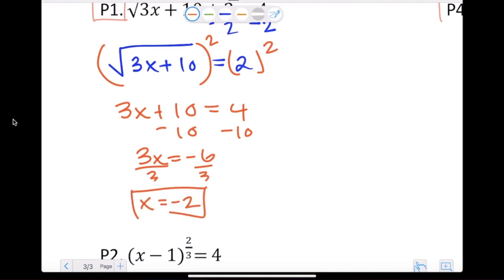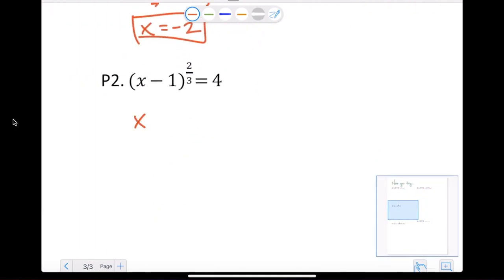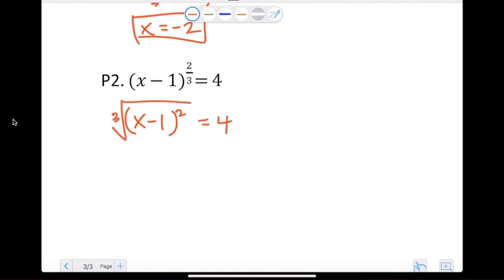The next question, I'm going to go ahead and write this in radical form. So this is x minus 1 quantity squared, and we're doing the cube root of it. We want to raise both sides to the index. So we end up with x minus 1 squared is equal to 4 cubed.